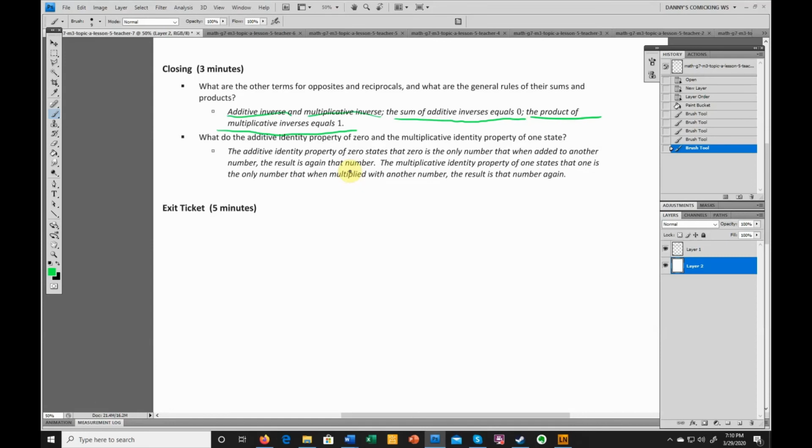In addition, the same thing is done, but with 0. 6 plus 0 is 6. Minus 6 plus 0 is also minus 6.